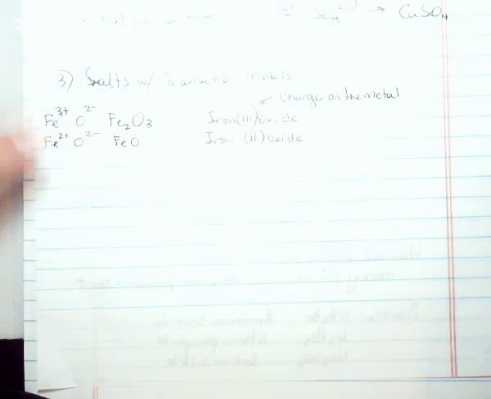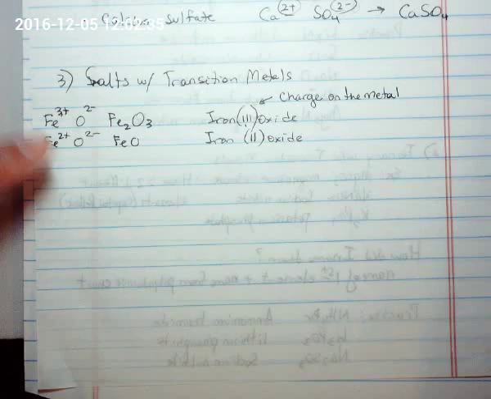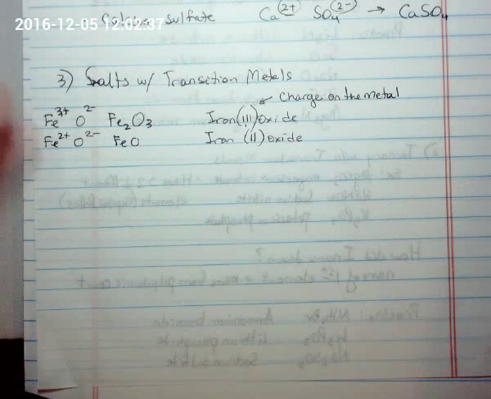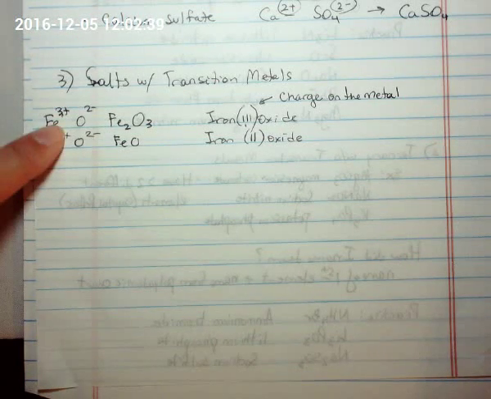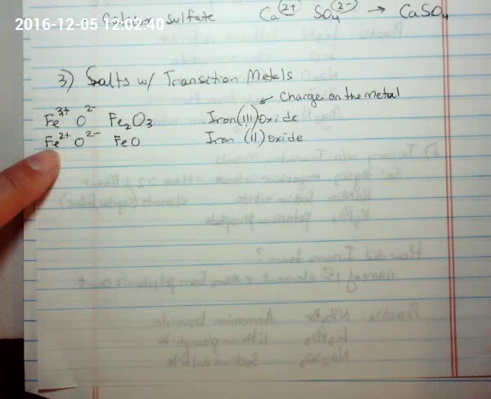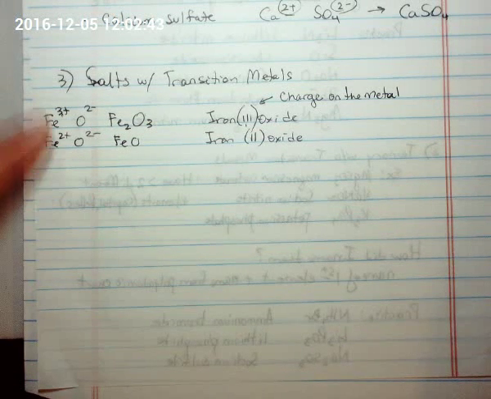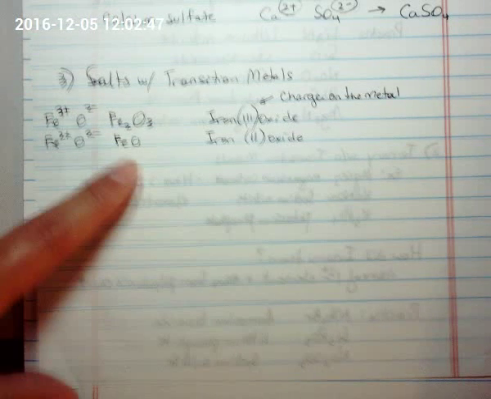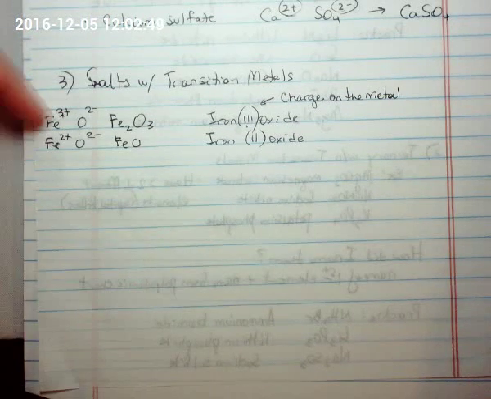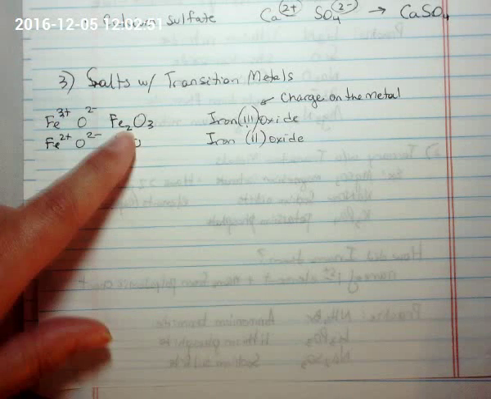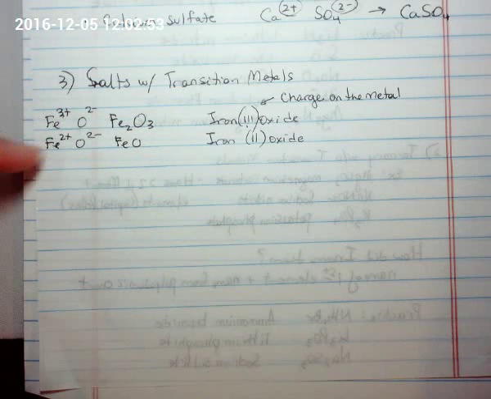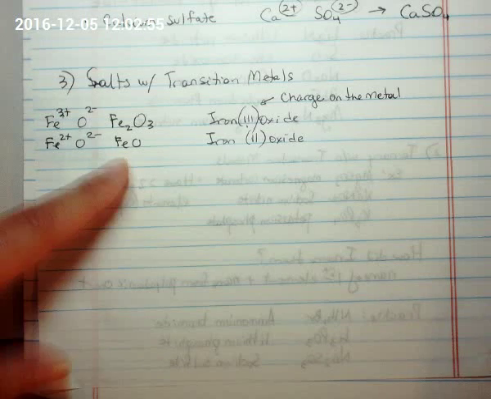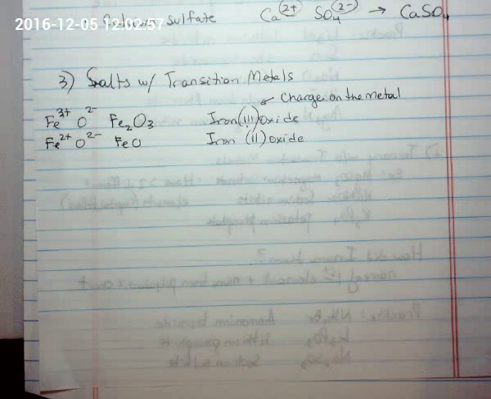For example, there are 2 different versions of iron. There's iron that has a charge of 3+, and there's iron that has a charge of 2+. If either one of these irons reacted with oxygen, you would end up with 2 different formulas. If you start with the iron 3+, you would end up with the formula Fe2O3. If you started with the iron 2+, you would end up with the formula FeO. These are completely distinct compounds. They have different chemical properties. They have different physical properties.